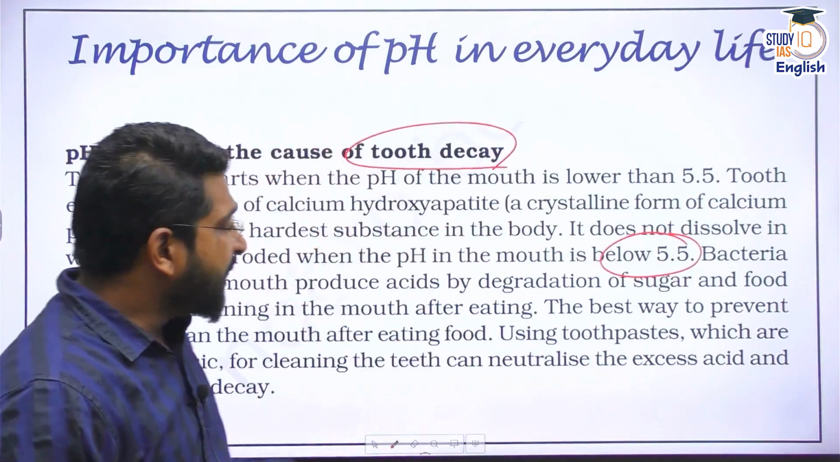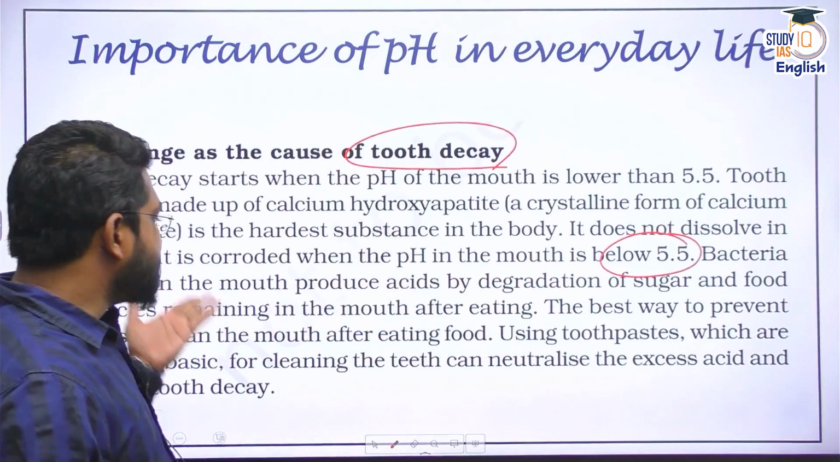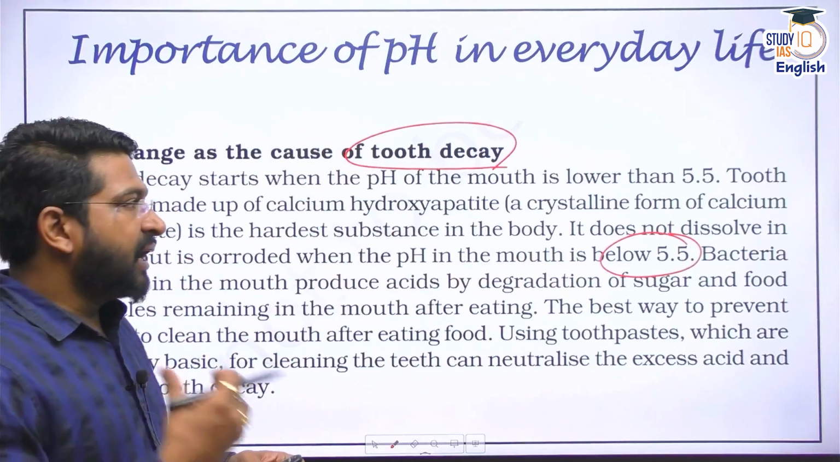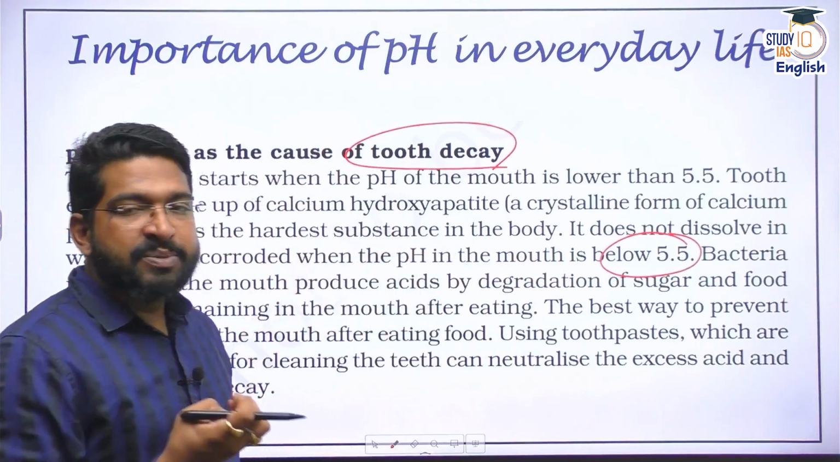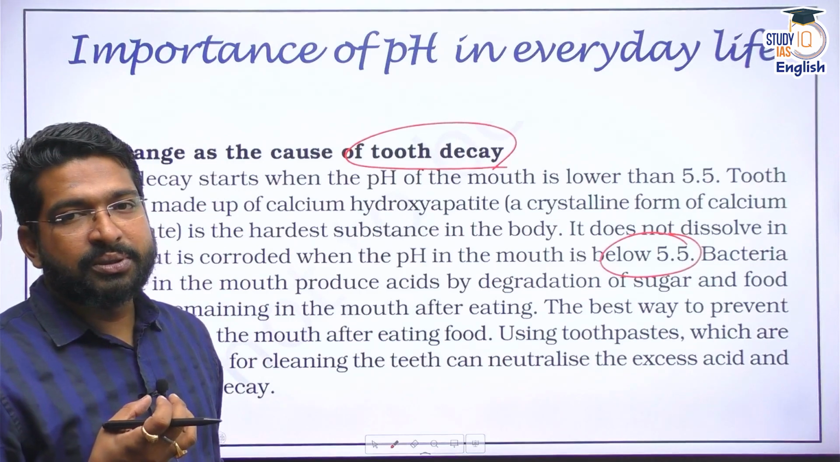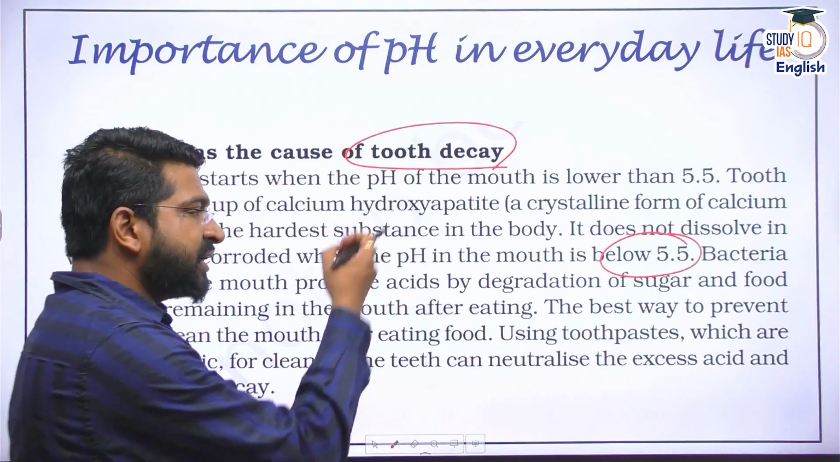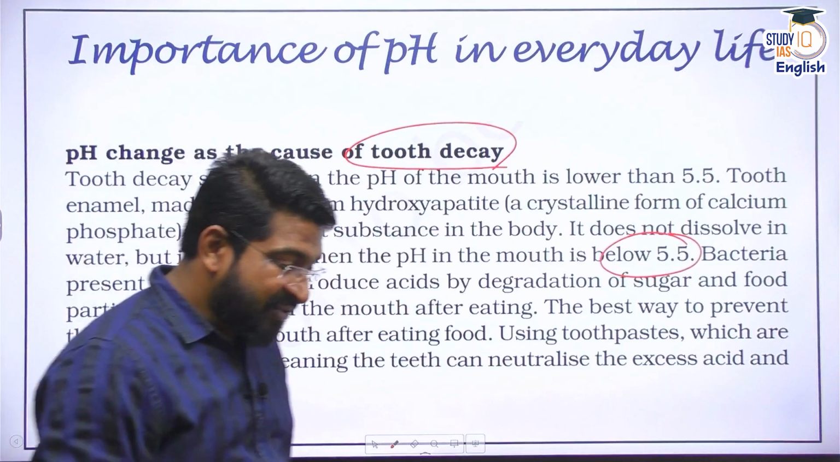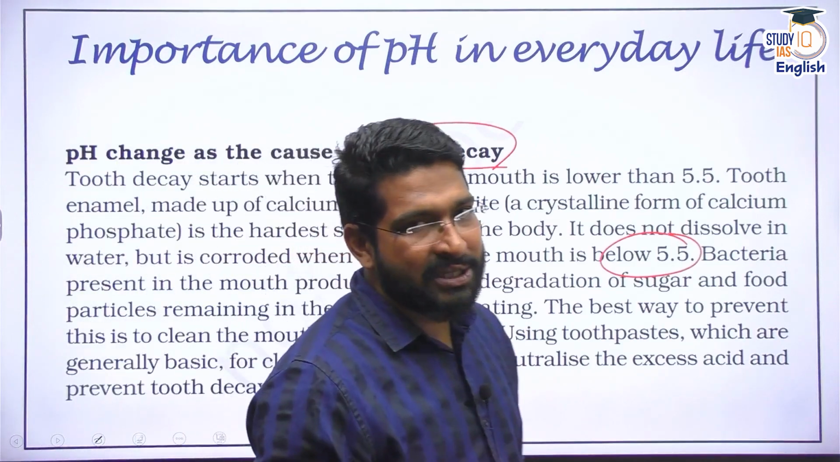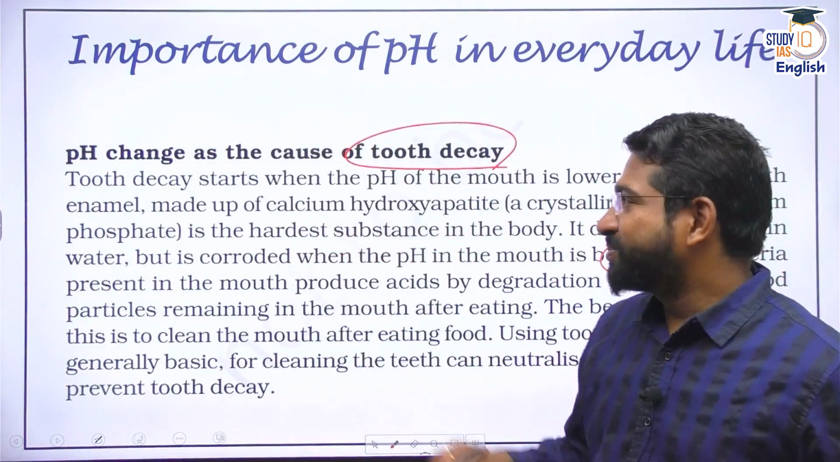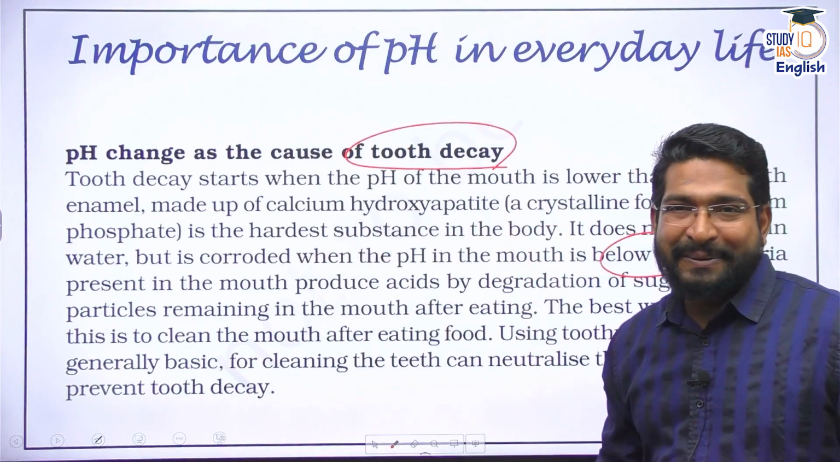Microorganisms break down the sugar and food particles in mouth after eating, and then it lowers the pH of your mouth. That leads to tooth decay. That's why it is said to brush your teeth after every meal. Why? Because you would not want your tooth to decay.